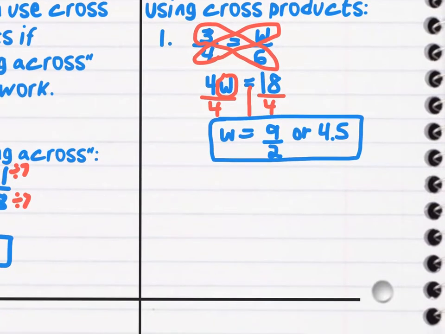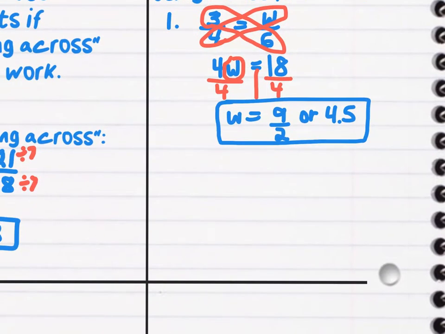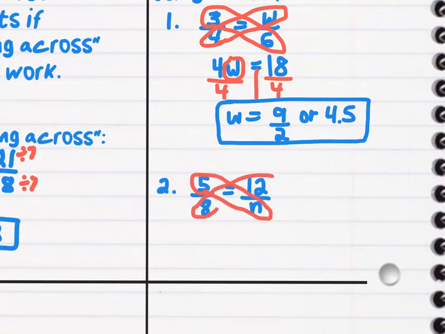Okay, let's try another one, problem 2. Write this proportion down: 5 over 8 equals 12 over n. Again, the working across method isn't going to work because I can't multiply a whole number by 5 to get 12. So we're going to use the cross products. We're going to circle our cross products in red, and then write the equation we get.